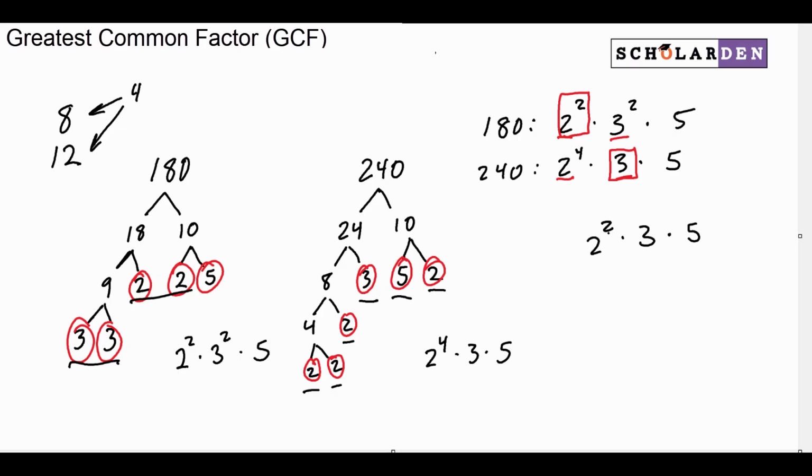All right, so 2 squared is 4 times 3 times 5, and that's equal to 60. So 60 is the largest number that will divide into both 180 and 240, otherwise known as the GCF.